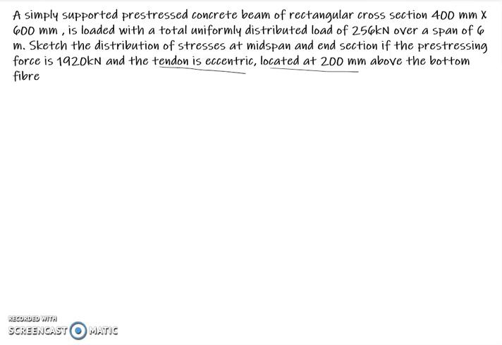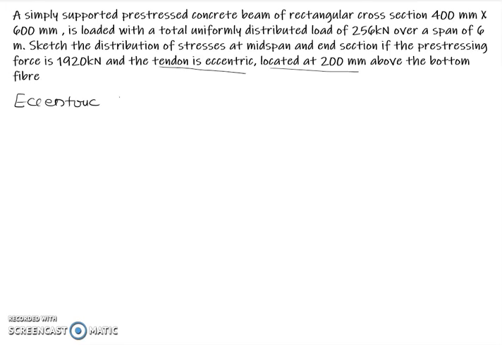In the previous case that we discussed, the tendon was concentric, that it was at CG. Now the tendon is eccentric and located at 200 mm above the bottom fiber. So the concept remains the same, the procedure remains the same, but we will have to find out the moment that is created due to this eccentricity E. So here it is eccentric tendon.